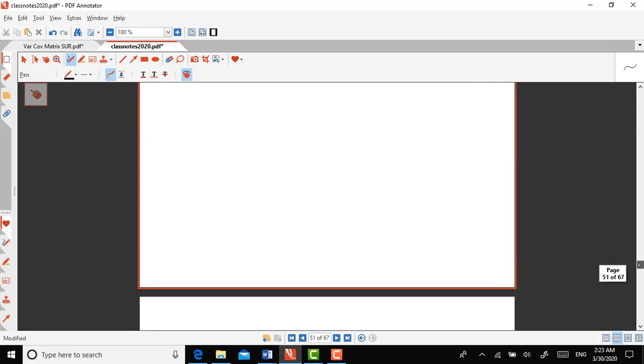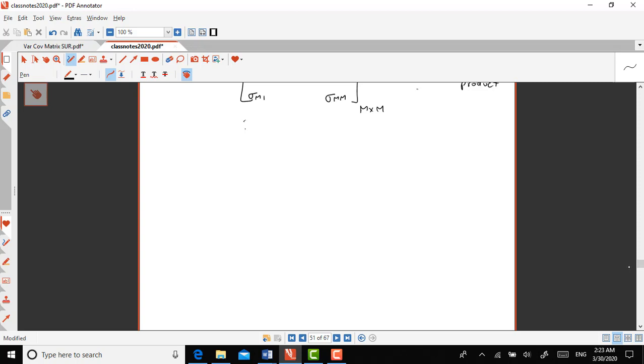Now, the question that we're asking is the following. We know that the equations are linked by the errors. So the question is: how much efficiency is gained by using generalized least squares instead of the equation-by-equation OLS?